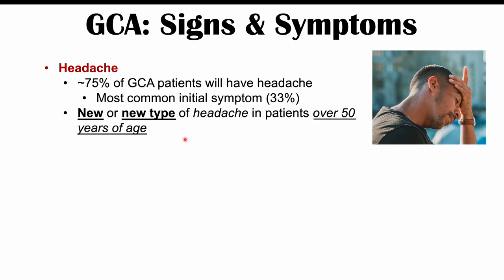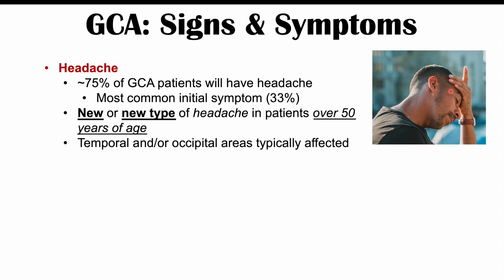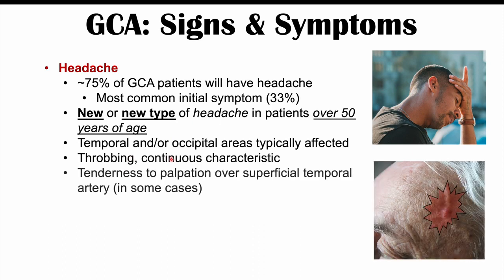And again, the reason that we see a headache is that the temporal arteries and the occipital arteries are going to be constricted due to inflammation. We can often see temporal and/or occipital areas of the head being affected. The occipital area is the back of the head. The temporal area is along the sides of the head. The headache is often described as throbbing or continuous in nature. With regard to the temporal artery being affected, again, that's a very characteristic artery that is affected in this condition. Tenderness to palpation over the superficial temporal artery may occur. So if you see the temporal artery on someone's head and you touch it, and there's tenderness to palpation, if there's pain, then that can be a sign of this condition as well.